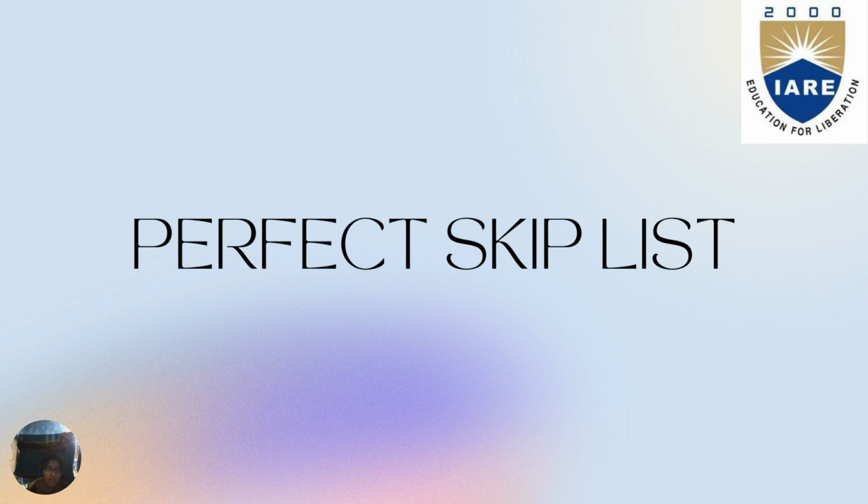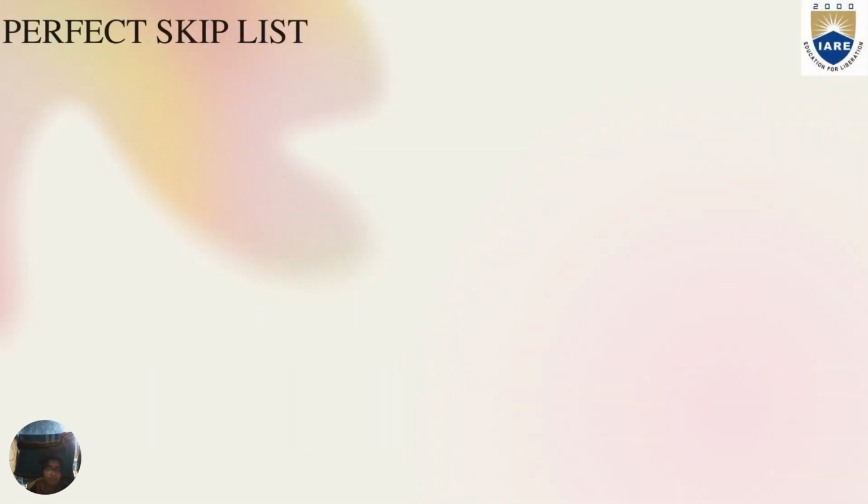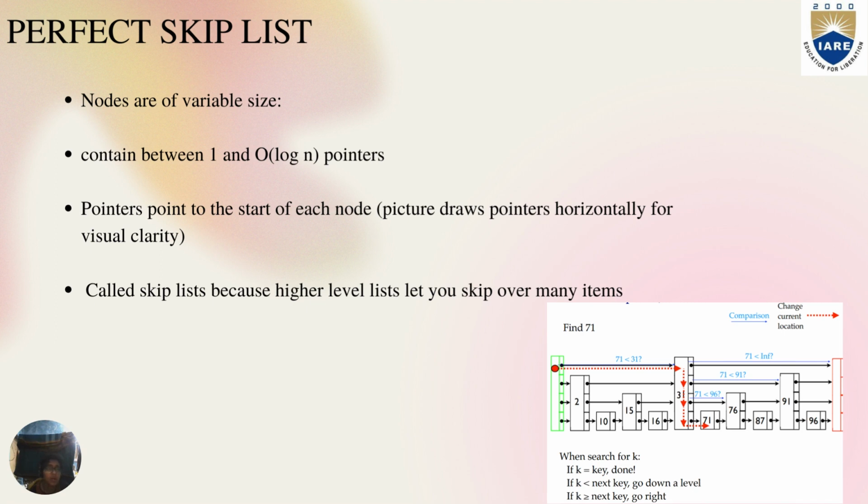It has another iteration called the perfect skip list. Let's try to understand that. Here, keys are in sorted order over log n levels. Each higher level contains half the elements of the level below it. Header and sentinel nodes are in every level. Nodes are of variable sizes, containing between 1 and O of log n pointers. Pointers point to the start of each node, where the pointers are drawn horizontally for visual clarity. It is called a skip list because higher level lists let you skip over many items.